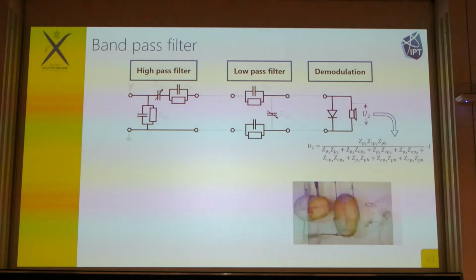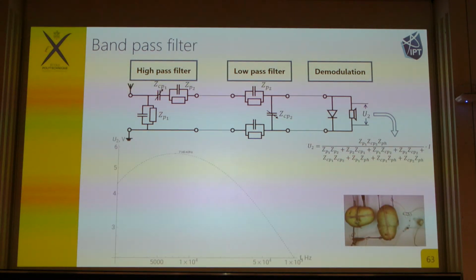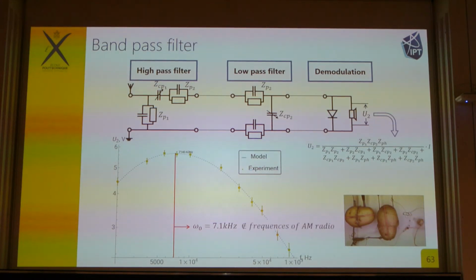But the prediction of it is we wanted something like this, and we can even verify experimentally, and we get something like this. And this is very important. We can actually do the band pass with just a potato. But the problem is, as you can see, that the frequency here is not at all in the AM range. So it's not possible to listen to the AM radio with a potato.